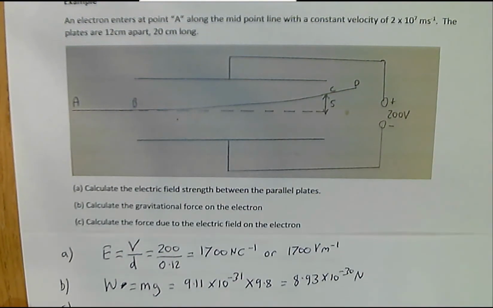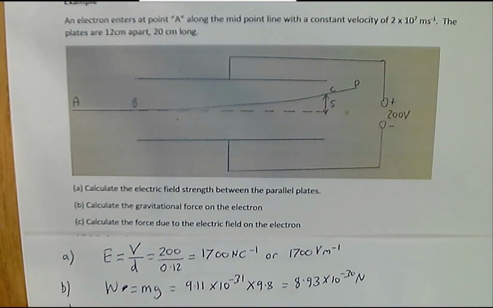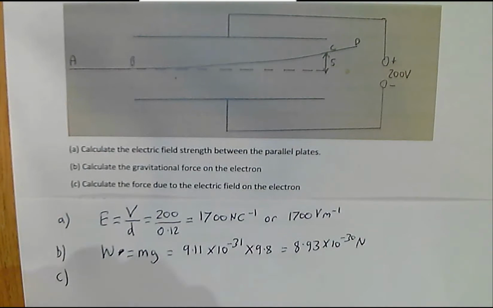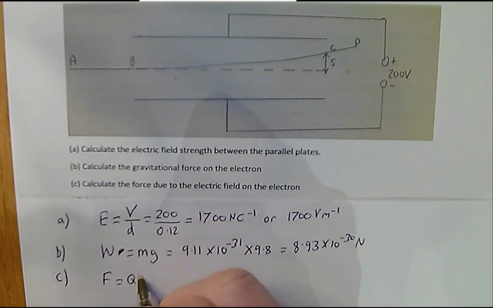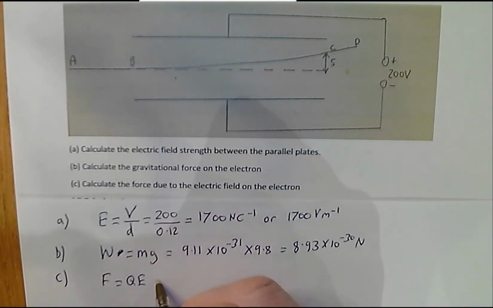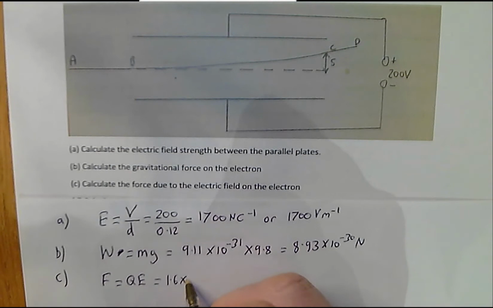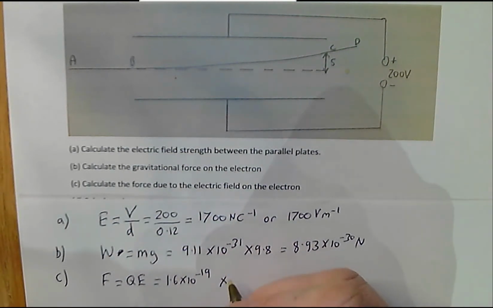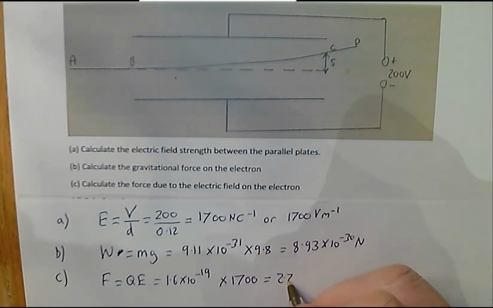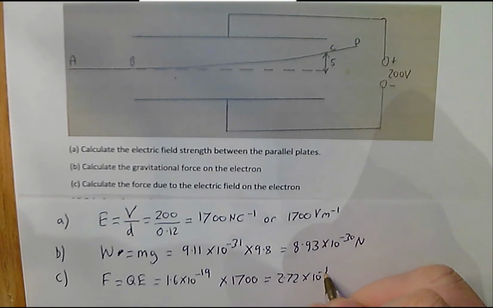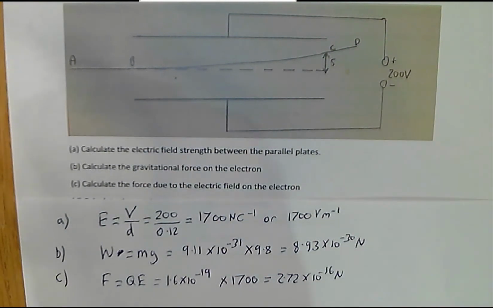Part C asks us to work out the force due to the electric field on the electron. Okay, so the force due to the electric field, F, is equal to QE, where Q is the charge on an electron, 1.6 times 10 to the minus 19 from your relationship sheet, multiplied by the electric field strength that you calculated earlier, and this gives you 2.72 times 10 to the minus 16 newtons.